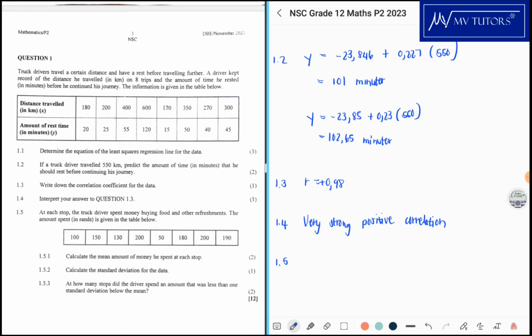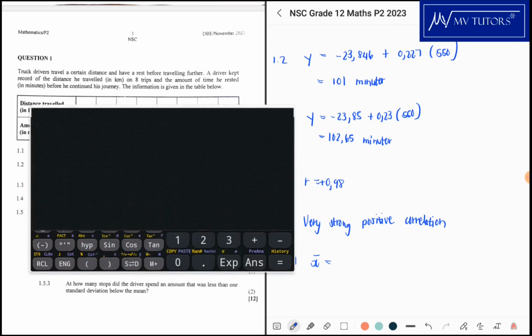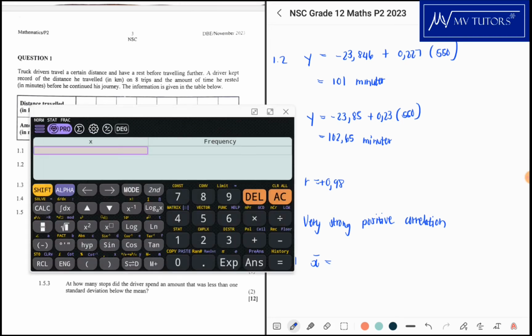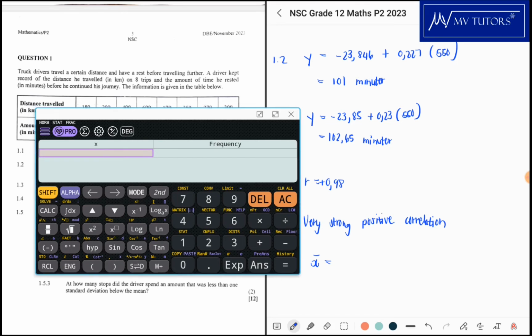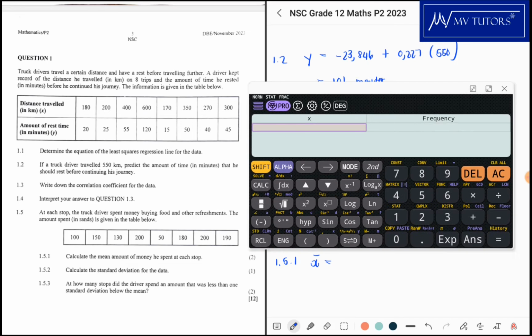All right, so we now don't have bivariate data. We just have single variable, 100, 150, and so forth. Now it says calculate the mean amount of money he spent at each stop. The mean, please don't calculate this by hand. Use the calculator. So we're going to go again, mode, stat, and now we have single variable. Okay, so we can then put the information into the calculator.